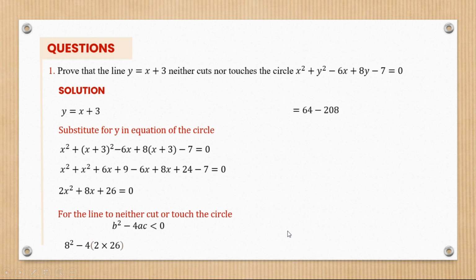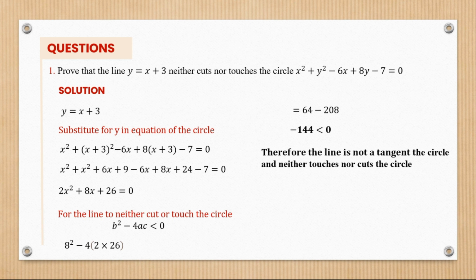When I simplify this, the value that I get is negative 144. And negative 144 is a value less than 0. Since that is true, it means that the line is not a tangent to the circle and neither touches nor cuts the circle. So that's how we prove that that line neither cuts nor touches the circle.